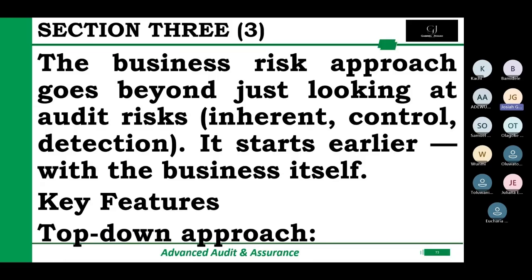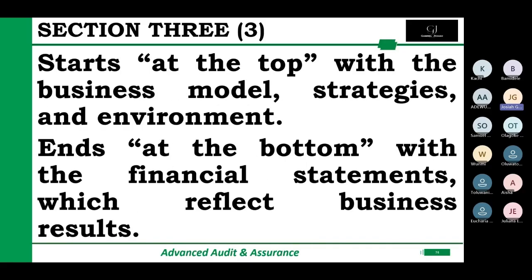So we'll be looking at the business risk approach, talking about the inherent, control, detection risk, the AR model. And the business risk approach goes beyond looking at this model. It starts earlier with the business itself. So key features of business risk is the entirety of the business. You're looking holistically at everything that has to do with the business from top down, talking about strategy formulation, strategic direction from the board, from directors or owners. And it starts with the top.